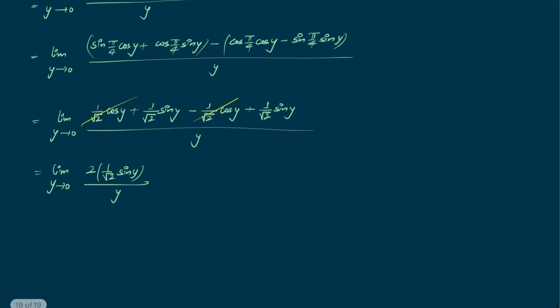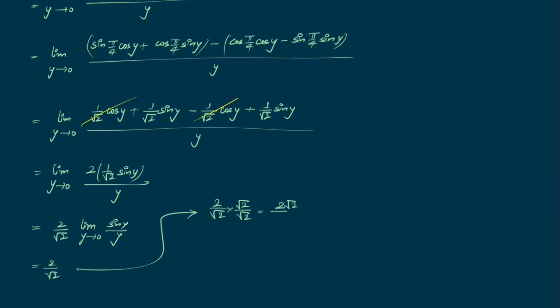Okay, so here let me take out 2 by root 2 in front of the limit, so we will be remaining with limit y tends to 0 of sin y by y, and this portion obviously is 1, so my answer for this question will be 2 by root 2. You can rationalize this answer: 2 by root 2, rationalize the denominator, it will be 2 root 2 by 2. 2 and 2 get cancelled, so the answer is simply root 2 for this question.